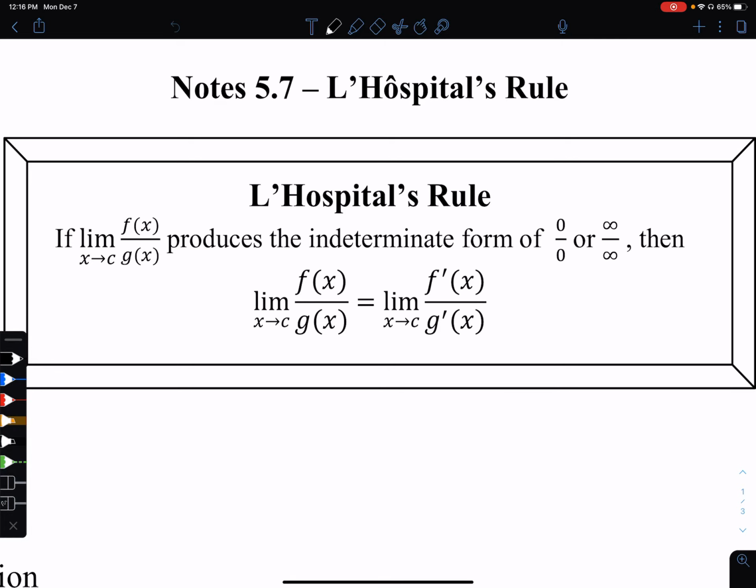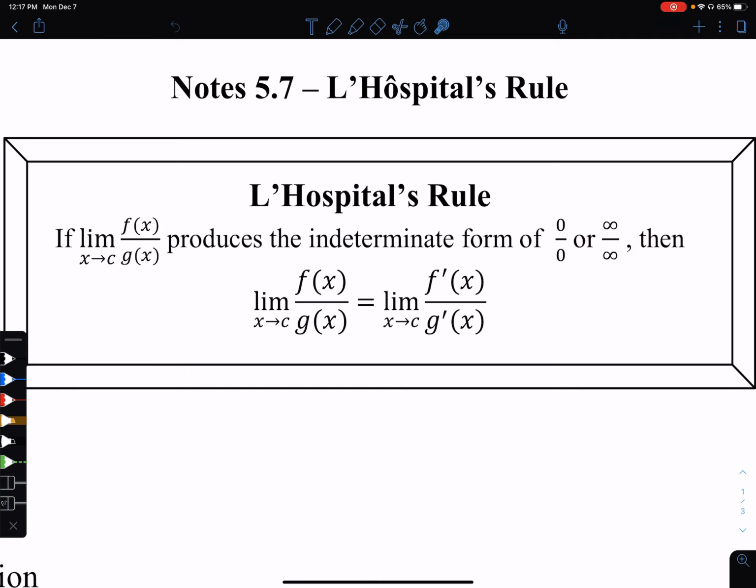Calculus AB, doing some notes over L'Hopital's rule. L'Hopital's rule is very valuable when you're taking limits. And if the limit ends up being an indeterminate form, that is when the top and the bottom are both 0, or the top and the bottom are some version of infinity.